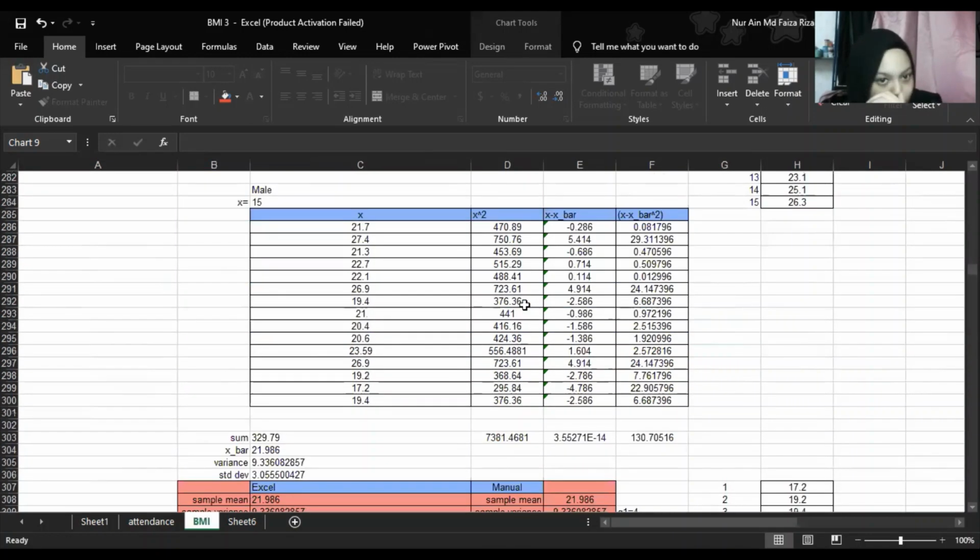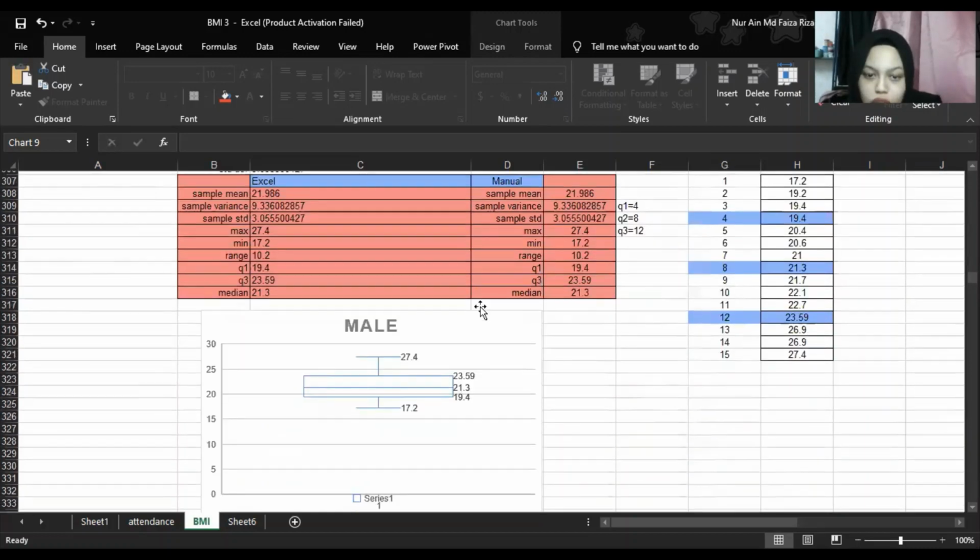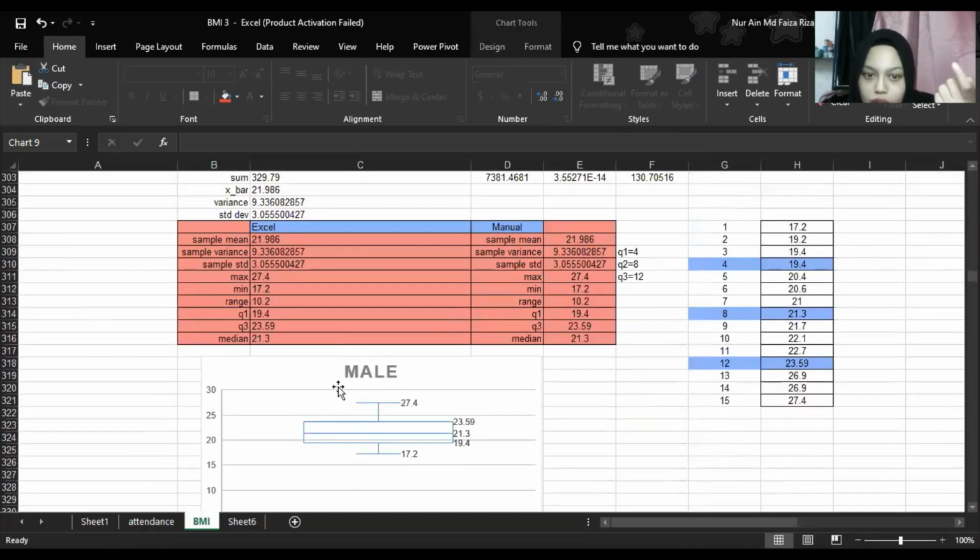And for male, it's okay, I also got you covered. I also managed to get the same values for both Excel and manual calculation by using the formulas that I've shown you just now. So this is the box and whisker plot.